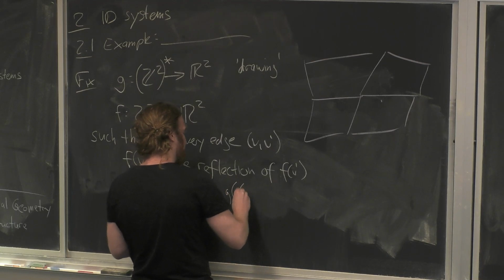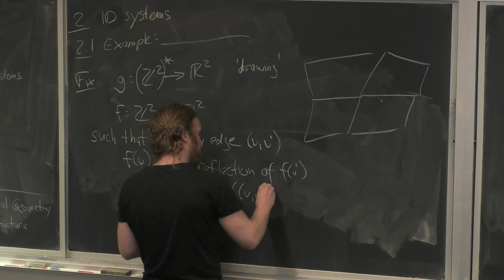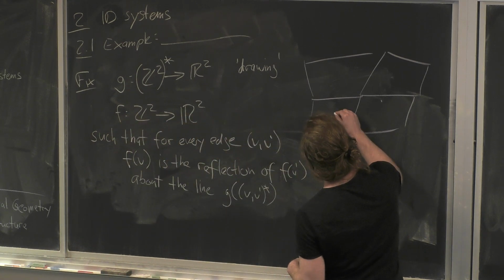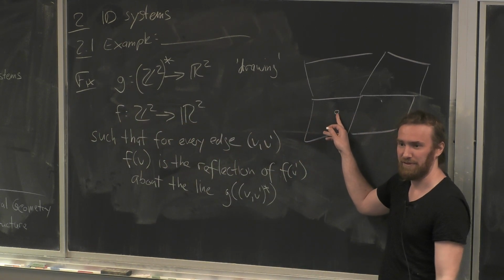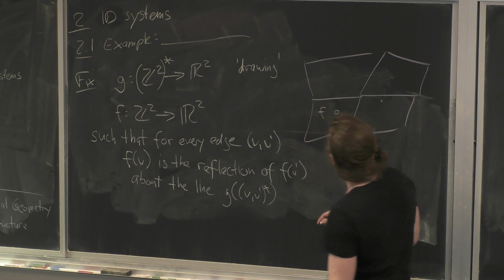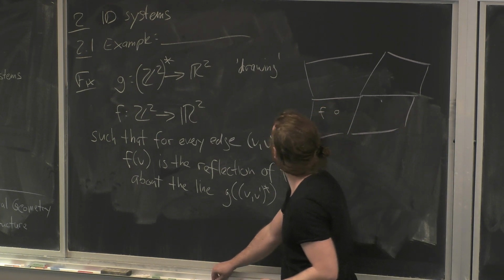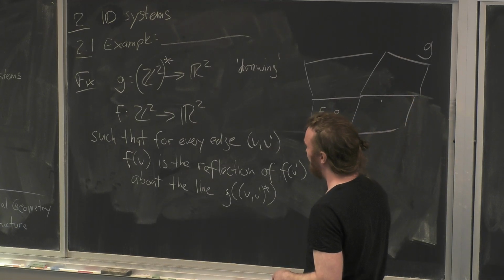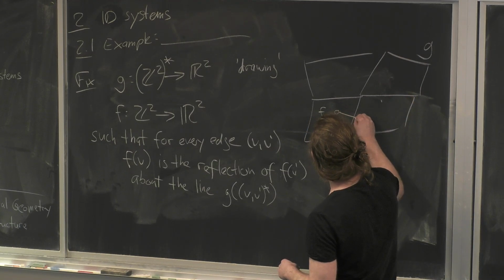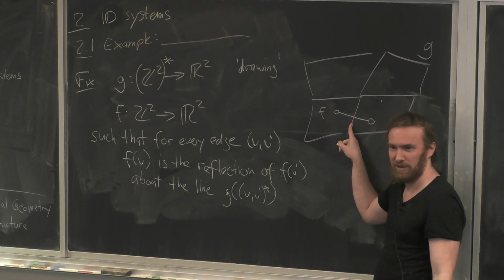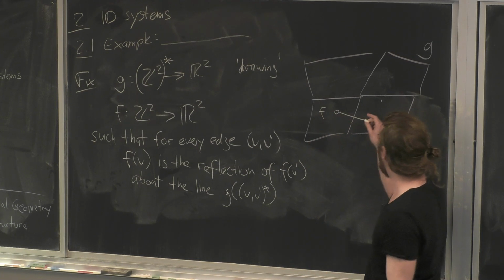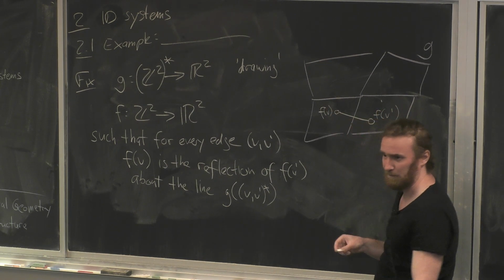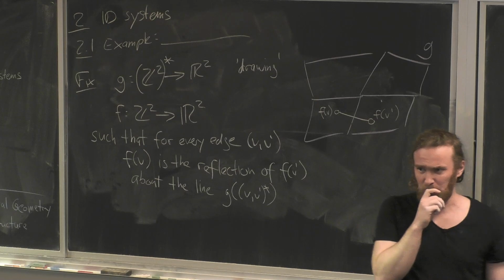So, what does that mean? Let's look at this. If I have one point of f, let's just recall, the violet stuff is g. I have one point of f. Then I want to reflect it about the line of g to get the next point. So if this is f(v), this would be f(v prime). Does that make sense?